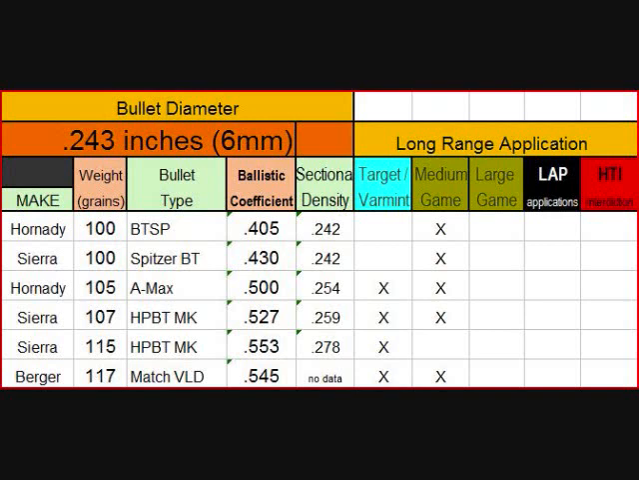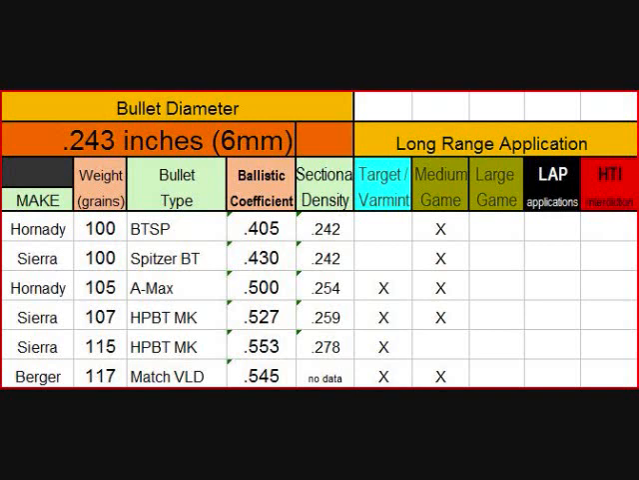But if you're actually planning on hunting with your 243 long range, go with the Berger 117 VLD. And even if you look at the ballistic coefficient, it's really good, 545. That's better than the AMAX. So that's actually going to give you some good terminal ballistics on top of your external ballistics.